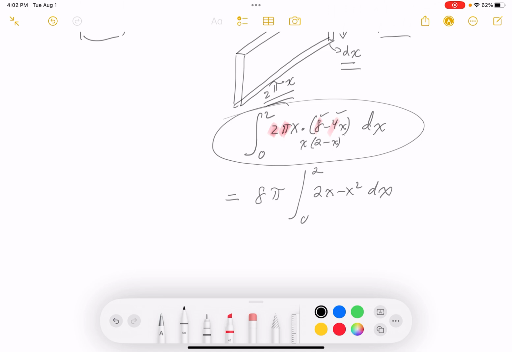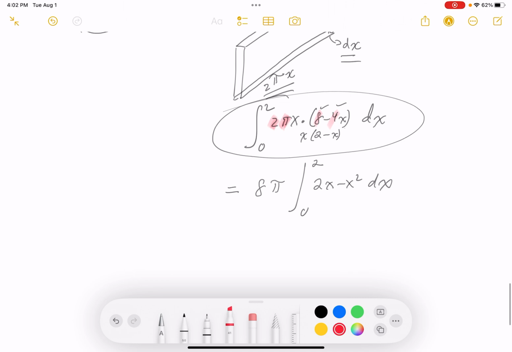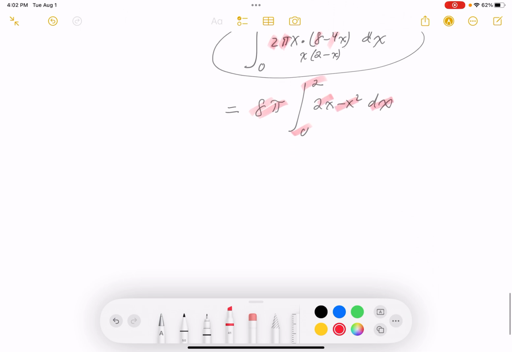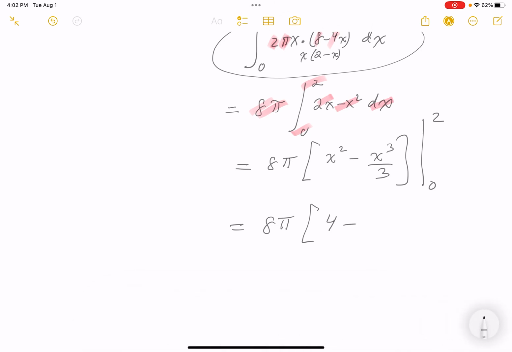All right, what am I going to do now? Let's look at the key. Was I able to reach that milestone? I do see it. Again, I'm just looking back over the notes. Let's go to the next step. Can I do the integration? I think so. What do you get there? Well, you get 2x squared over 2, which is x squared, minus x cubed over 3, from 0 to 2. Looks like an easy integration, easy evaluation. What do you get? 4 minus 8 thirds, all times 8 pi.